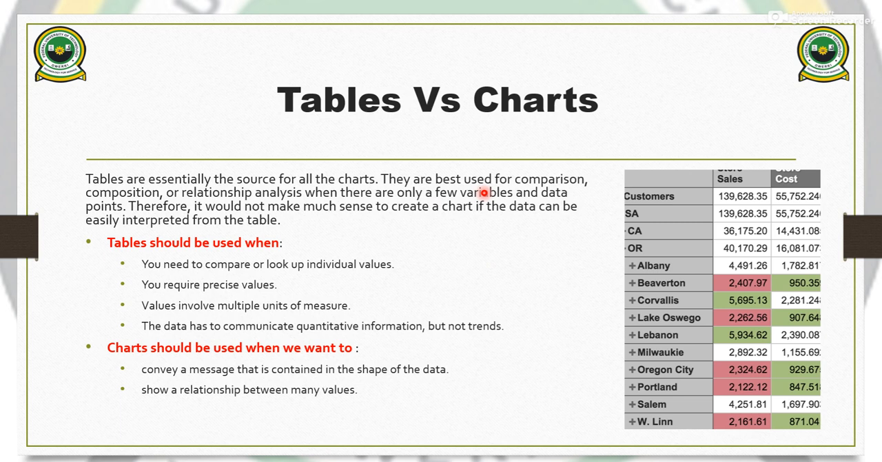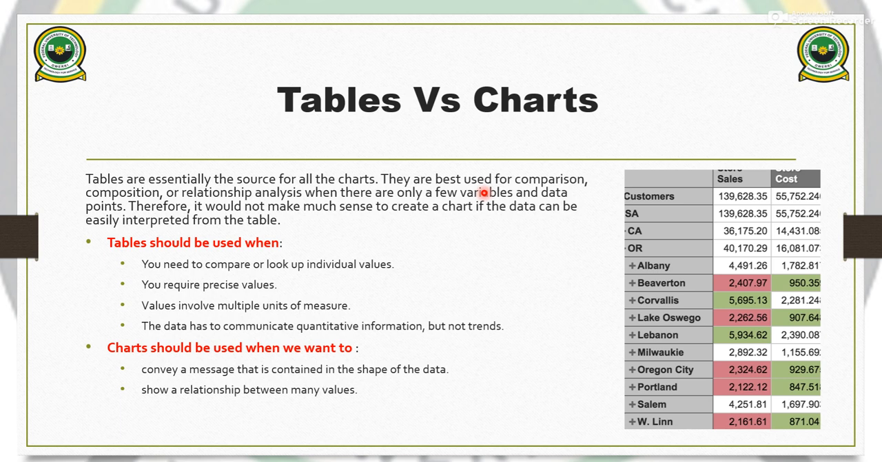So tables should be used when you need to compare or look up individual values, when you require precise values, or when values involve multiple units of measure. And when the data has to communicate quantitative information but not trend, then it is better to look up whatever you are looking up using the table.